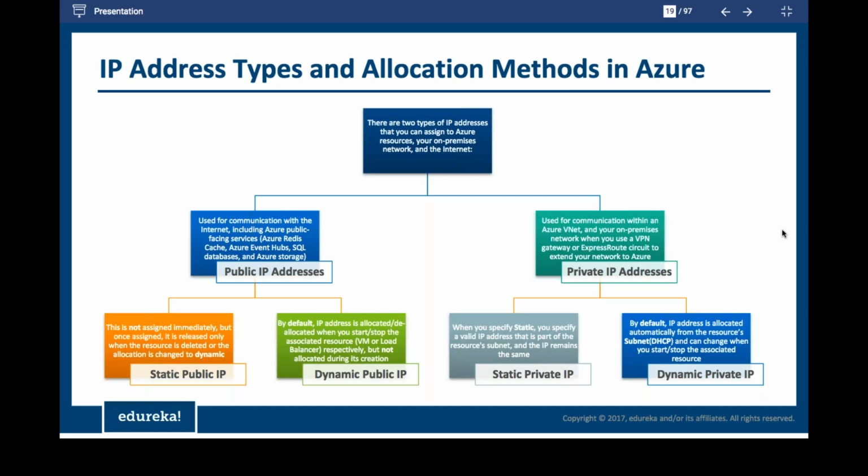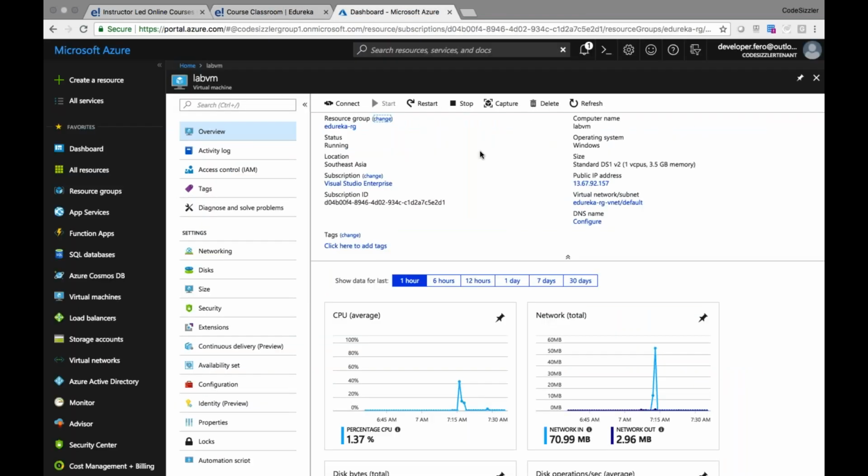The public IP, which is static, is assigned once when the machine gets allocated, and when you delete it, it gets deleted automatically. The dynamic public IP is allocated and deallocated when you start and stop the machine. So now let's say I'm going to restart the machine, or let's say I will stop this machine. Let's stop it. Consider this address 13.67 and so on.